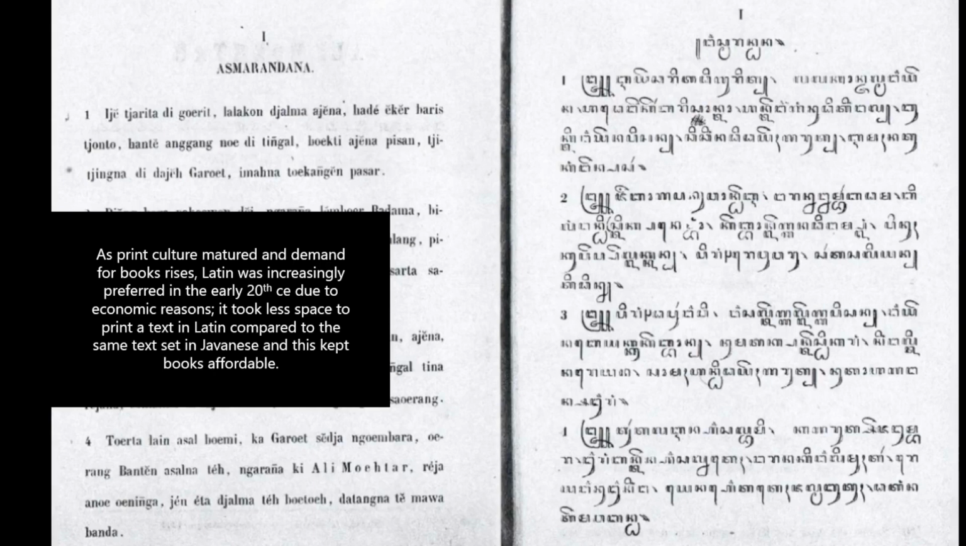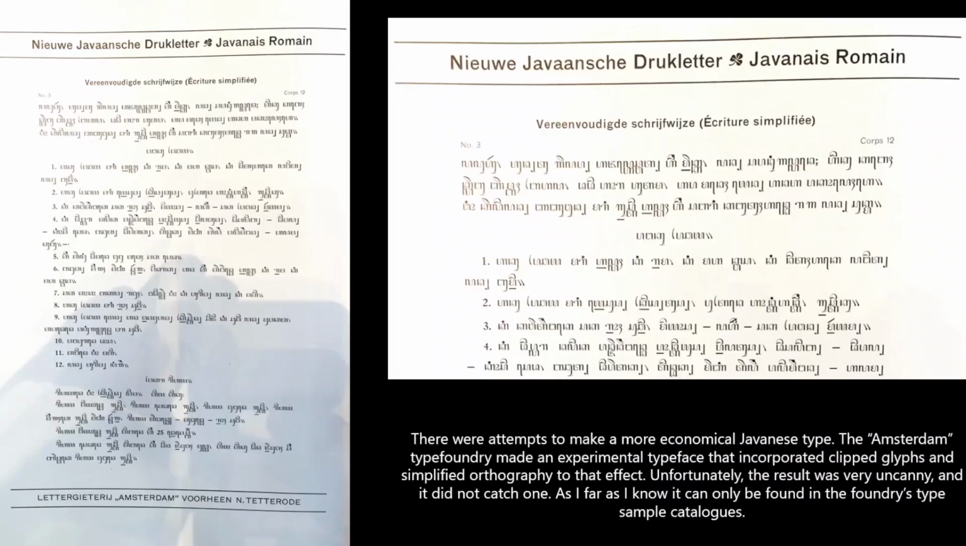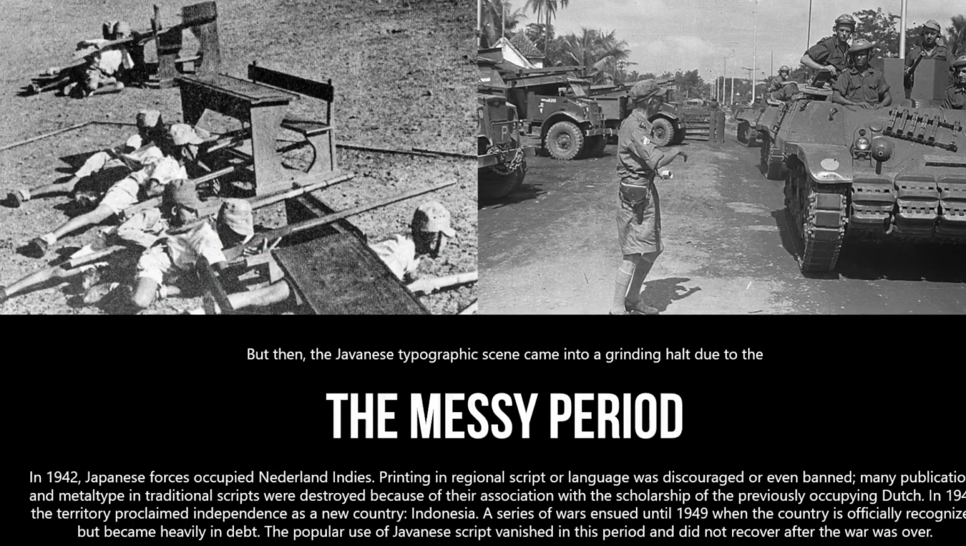Printing in Latin at the time kept books affordable to the general populace, which was often proficient in both Latin and Javanese script anyway. There were attempts to make more economical Javanese type, such as this one by the Amsterdam Type Foundry, but the result was very uncanny and it did not catch on. Then, while all of this was going on, the Javanese typographic scene came to a grinding halt due to the messy period. The popular use of the Javanese script vanished in this period and did not recover after the war was over. And that sadly brings us to the decline of the Javanese script.